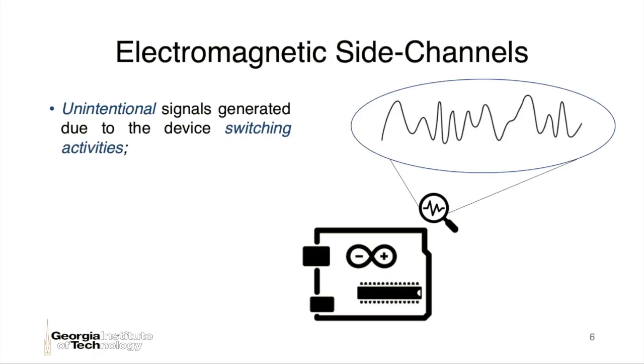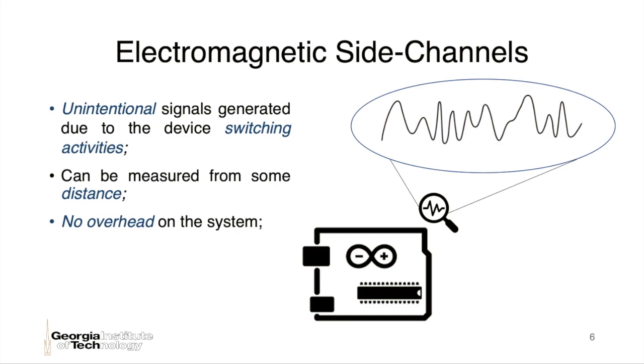So in this work, we're particularly using electromagnetic side channels as a source of information. EM side channels are generally created unintentionally due to the switching activity of transistors. The main advantage of EM side channels is that they can be measured from a distance, while they have no overhead on the system itself.